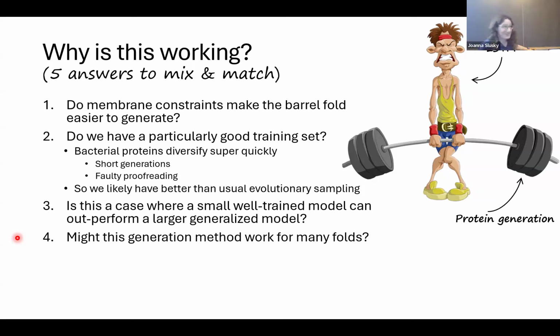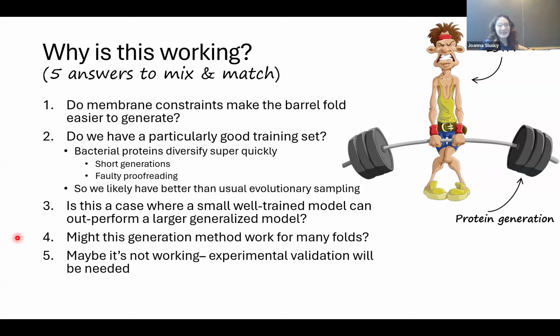And finally, maybe it's not actually working. We haven't actually experimentally validated it yet. We would know better if it's working if we did that, and we'll get right on that.